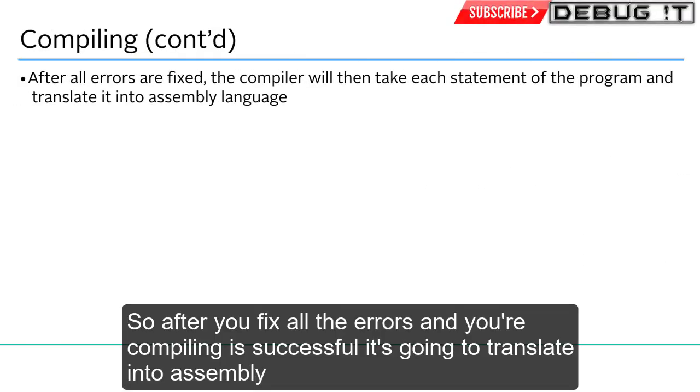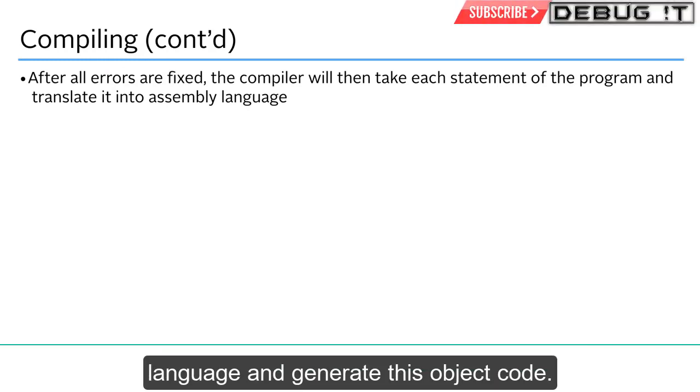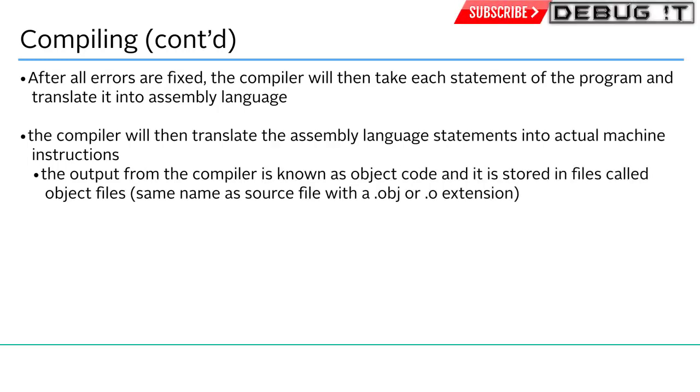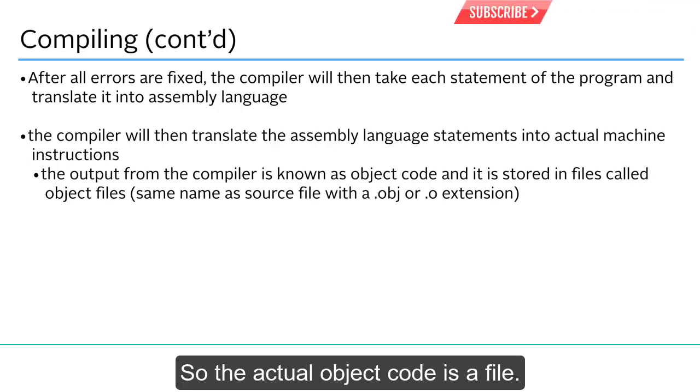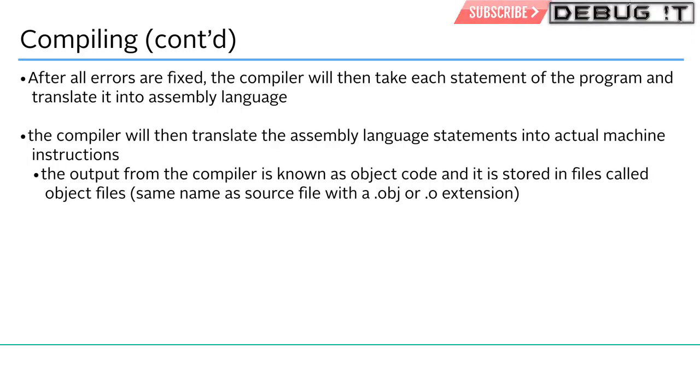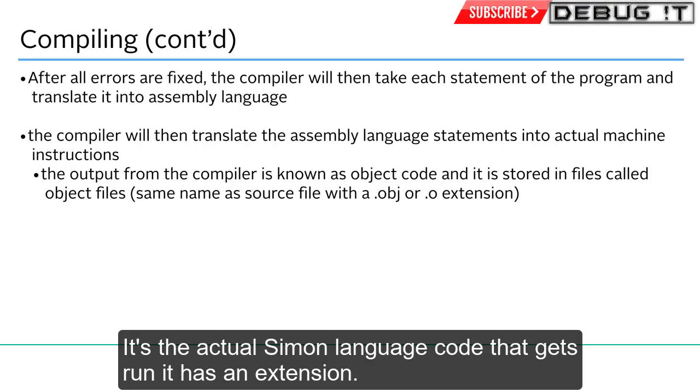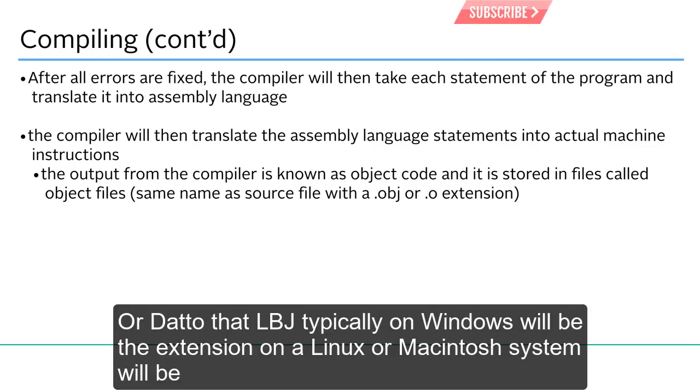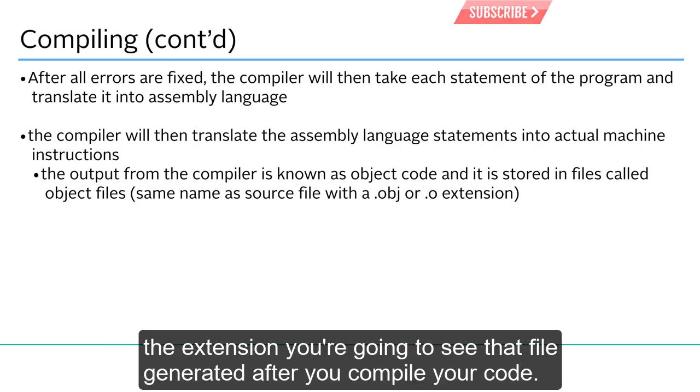So after you fix all the errors and your compiling is successful, it's going to translate into assembly language and generate this object code. So the actual object code is a .o file. It's the actual assembly language code that gets run. It has an extension .obj or .o. .obj typically on Windows will be the extension. .o on a Linux or Macintosh system will be the extension. You're going to see that file generated after you compile your code.